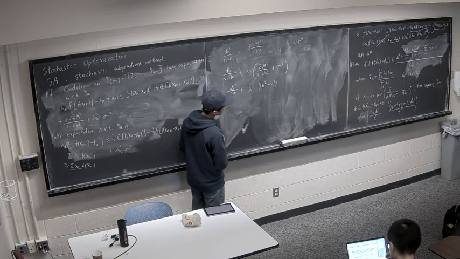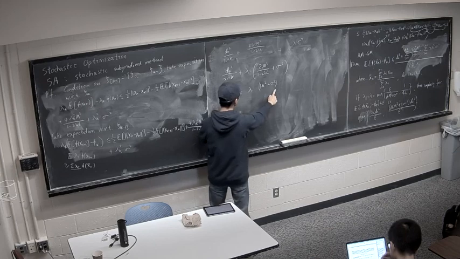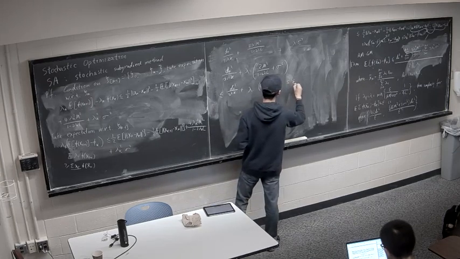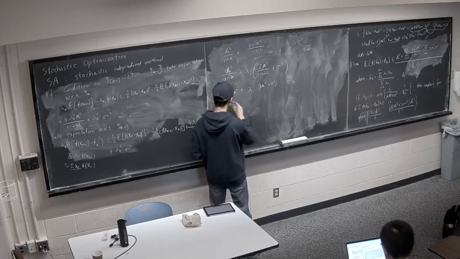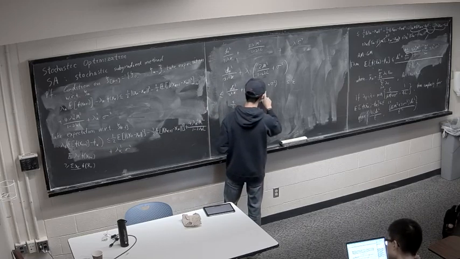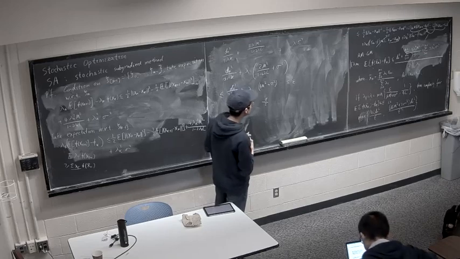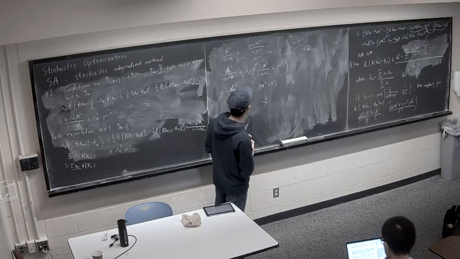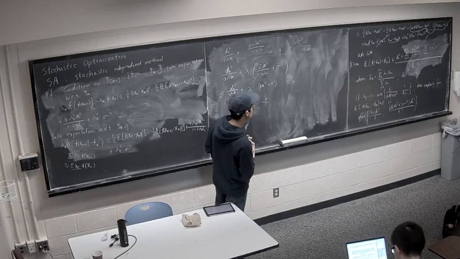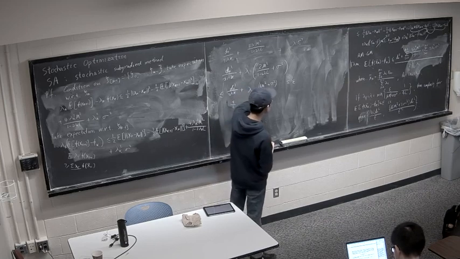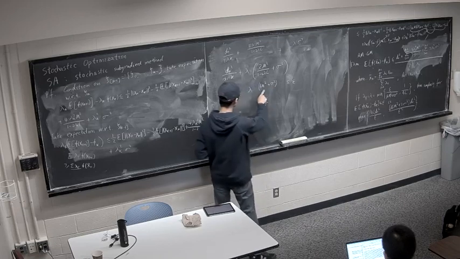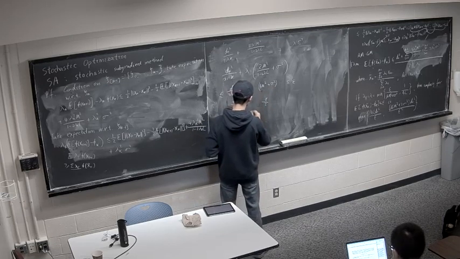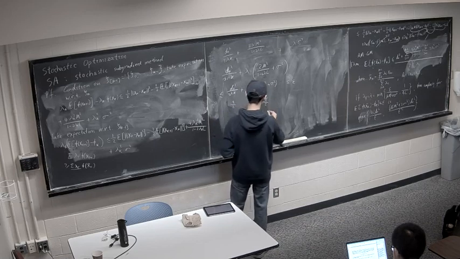Right, and our goal is to make this sum less than or equal to epsilon. So let's allocate epsilon over 2 for this part, and another epsilon over 2 for this part. Okay, the constant is a little bit different, but the constant doesn't matter very much, right? So this means lambda has to be smaller than or equal to epsilon over 2 divided by this constant.